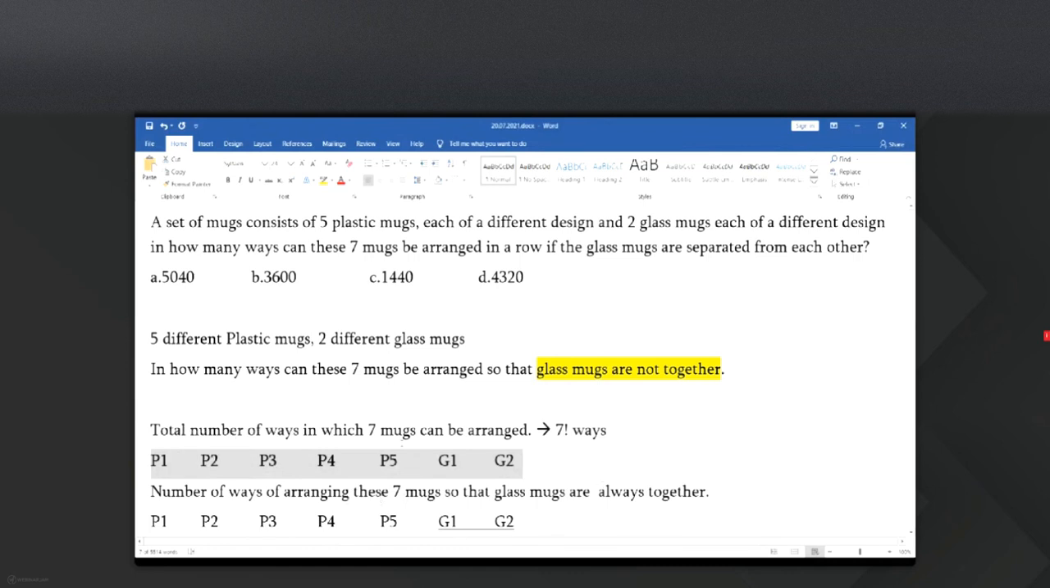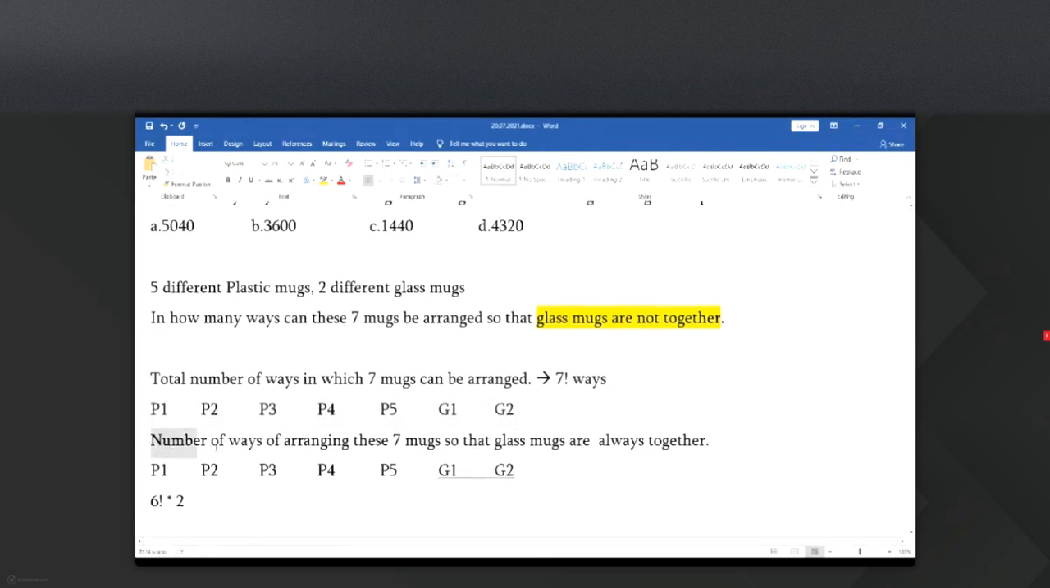If you have n different things, they can be arranged in n factorial ways. But what we are finding is the number of ways of arranging the 7 so that the glass mugs are always together. If they are always together, you must take these 2 things as one, not 2. You have to take them as one entity, because they jump together.